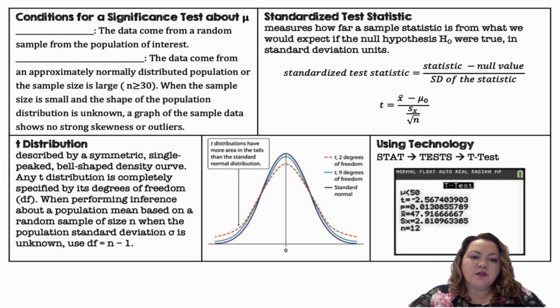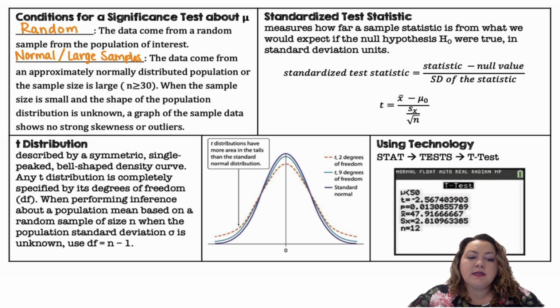All right, conditions for a significance test about mu. So we need to pass the random condition: the data comes from a random sample from the population of interest. And the normal/large sample condition. So this is not large counts like we had for proportions. For the normal condition, the data comes from an approximately normally distributed population. So if I know that the population distribution is normal, then that condition is met. Or if the sample size is 30 or more, then the central limit theorem applies.